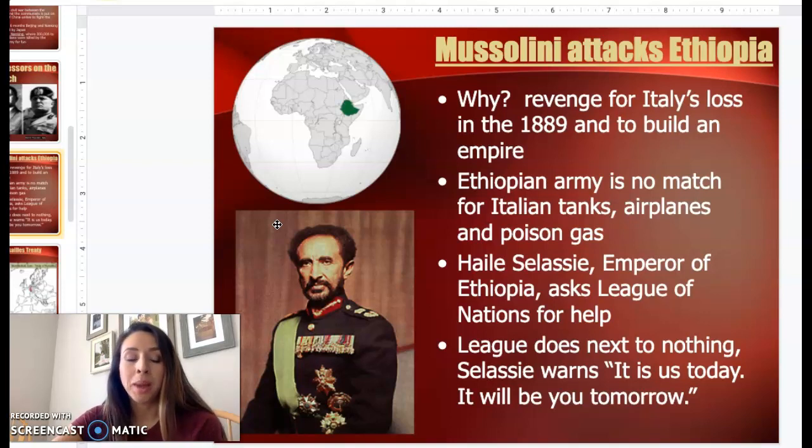The Ethiopian army is no match for the Italian tanks, airplanes, poison gas, and just general modernized weaponry. Haile Selassie was the emperor of Ethiopia. He asked the League of Nations for help. The League does nothing to help. As a matter of fact, none of the Western powers do anything to help. Great Britain allows Italy to use the Suez Canal to transport materials.